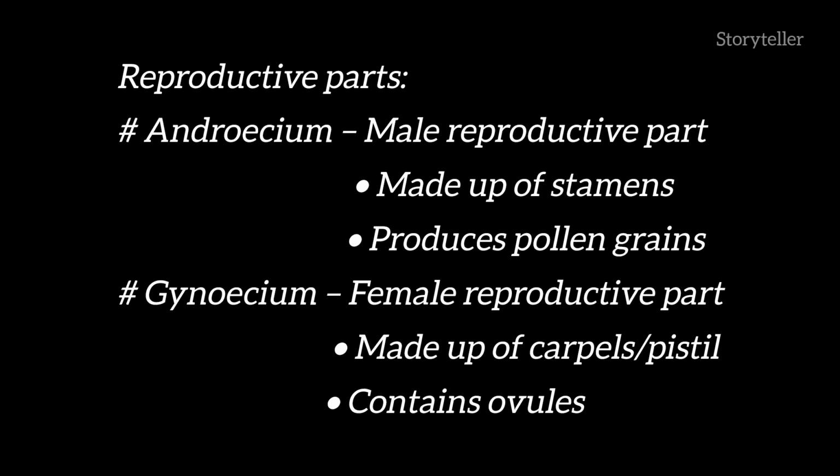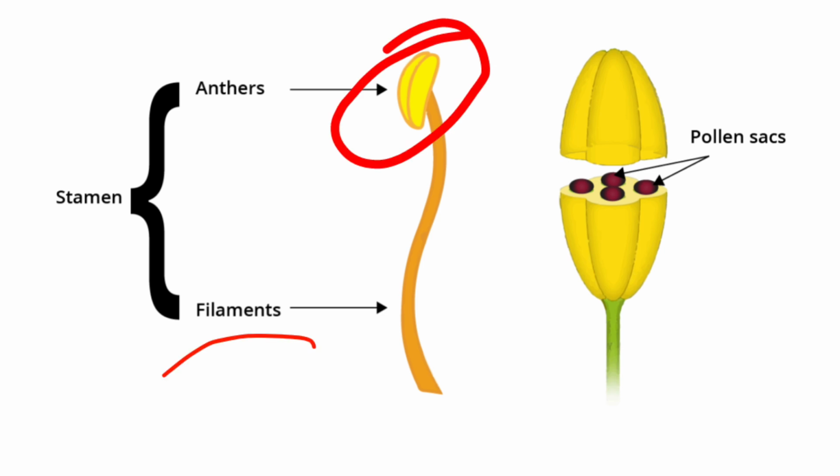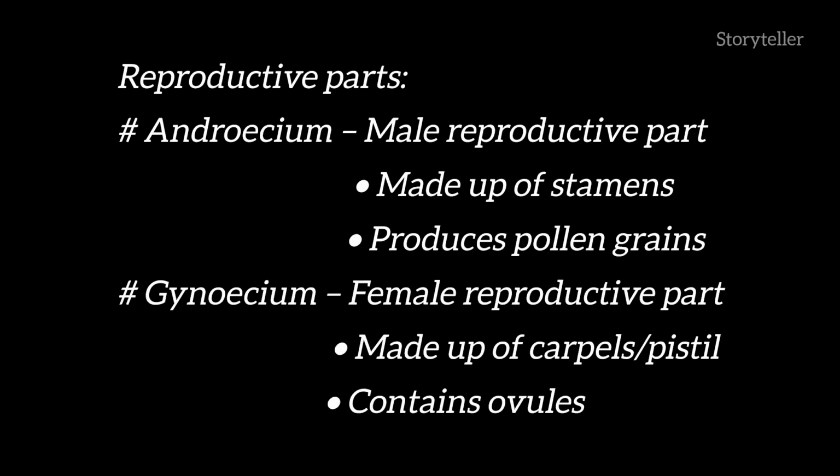What are those reproductive parts? We know that the male reproductive organ is known as the androecium, which is made up of stamens. We know that a stamen is made up of anther and filament. And inside the anther, pollen grains are produced, which contain the male gametes.